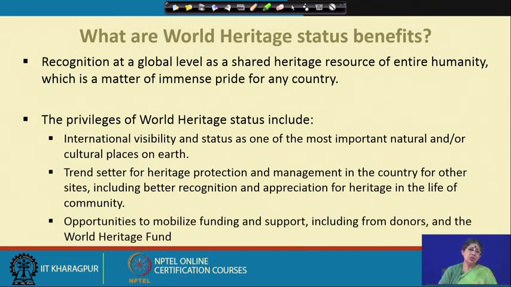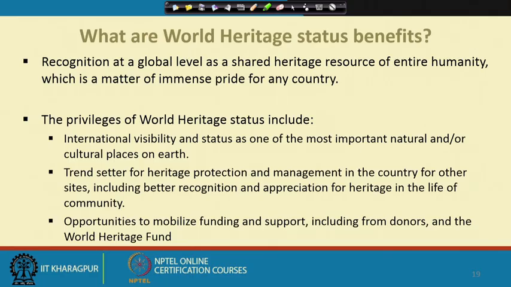It also gives opportunities to mobilize funding and support. It is not that UNESCO gives the funding, but it helps in mobilizing the funding and the support, including from donors and the World Heritage Fund. For example, for Ajanta and Ellora, the Japanese government has helped a lot in protecting the natural environment around them because it is a World Heritage Site.